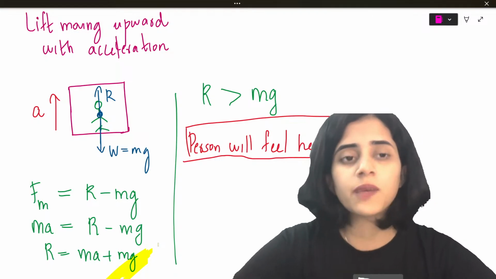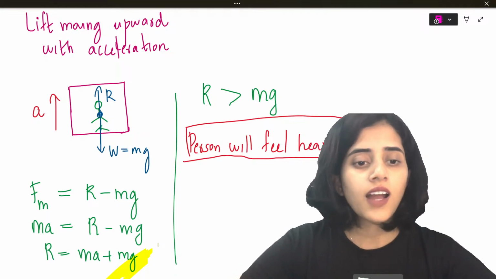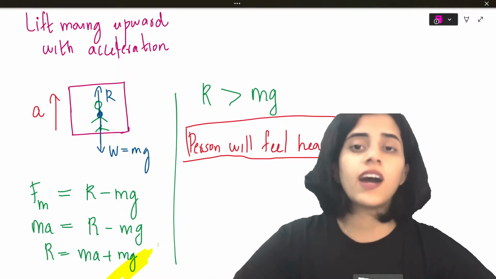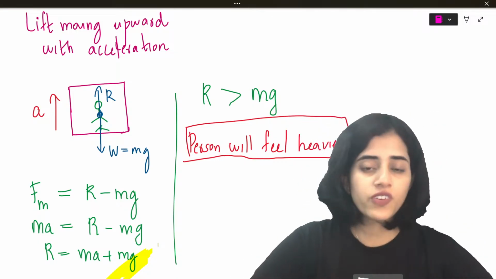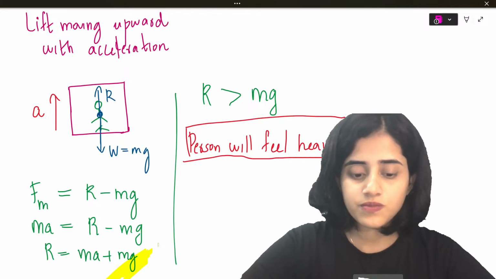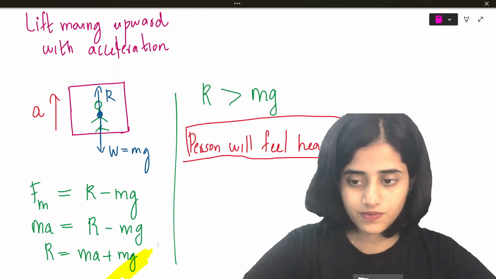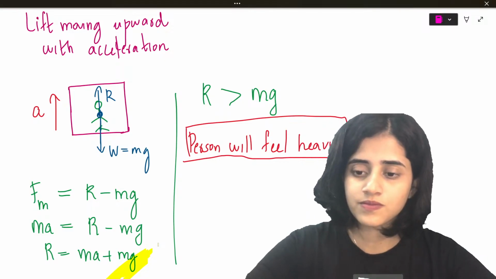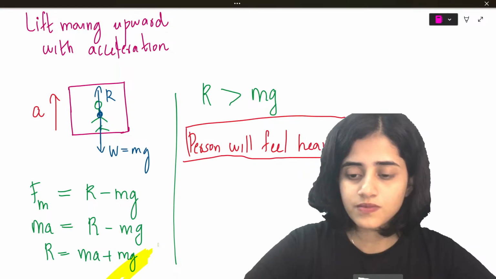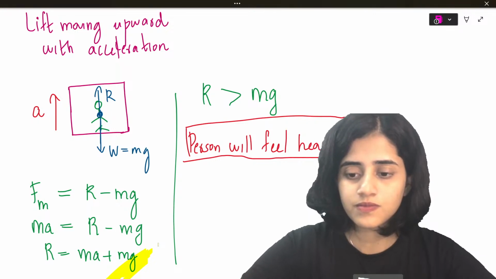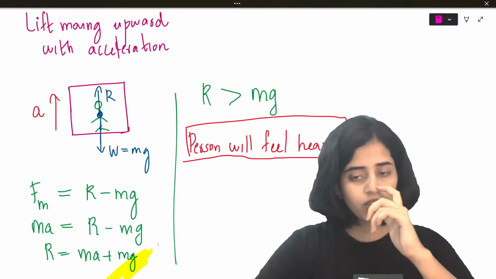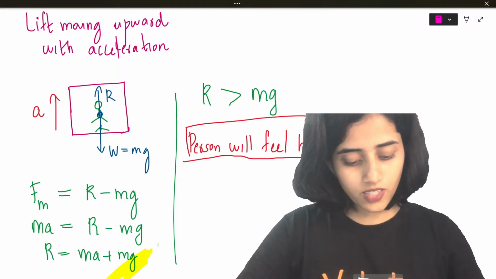See, when a lift is moving upwards with acceleration, R is equal to ma plus mg. So R is greater than mg. So why does the person feel heavier? Is that what you haven't understood? I don't get any response in the chat.